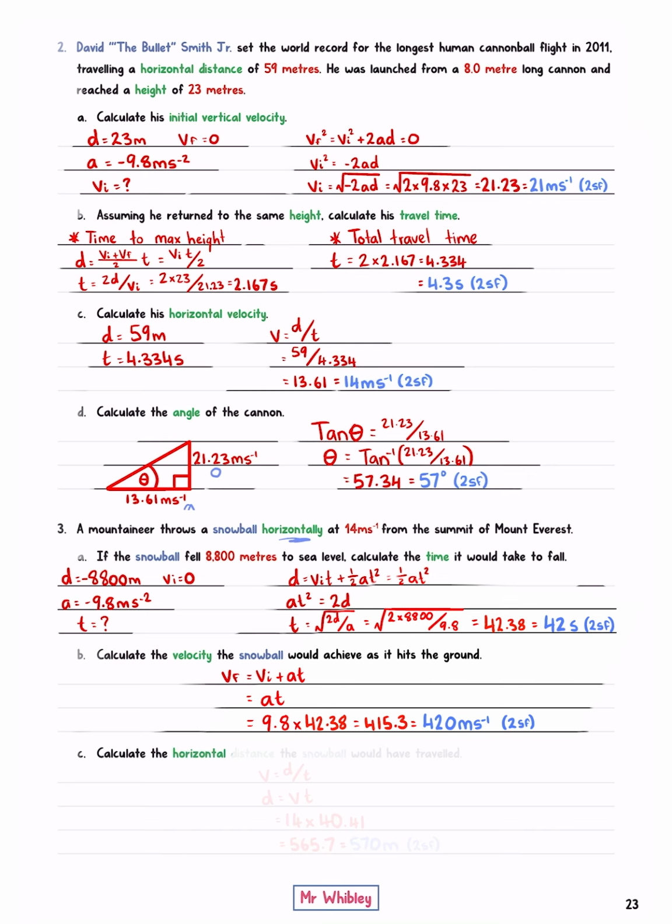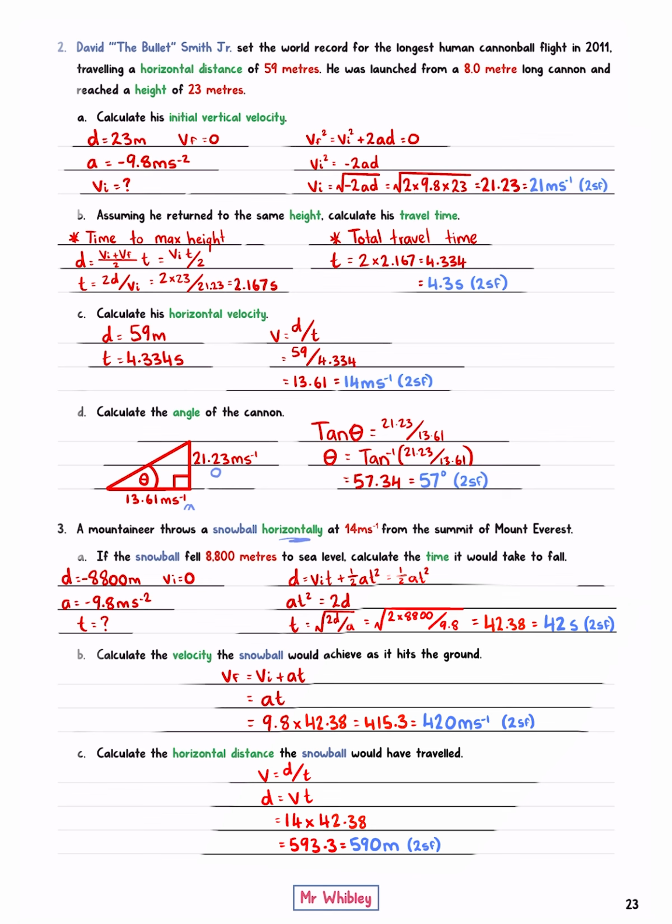Calculate the horizontal distance the snowball would have traveled. There's no horizontal acceleration, so we can just use v equals d over t. Solving that for distance and putting our numbers in gives me 593.3 or 590 meters to two significant figures.